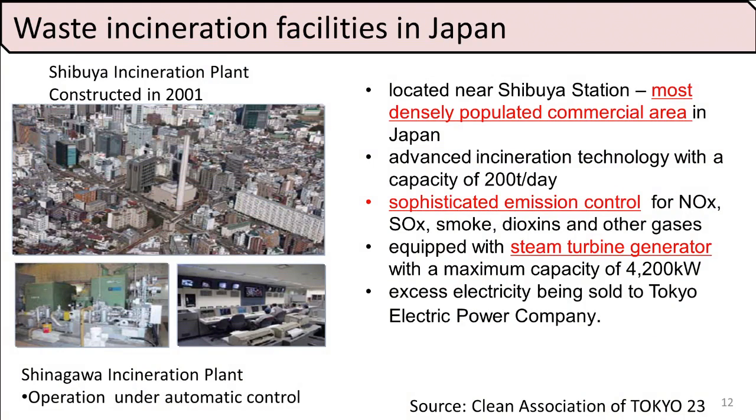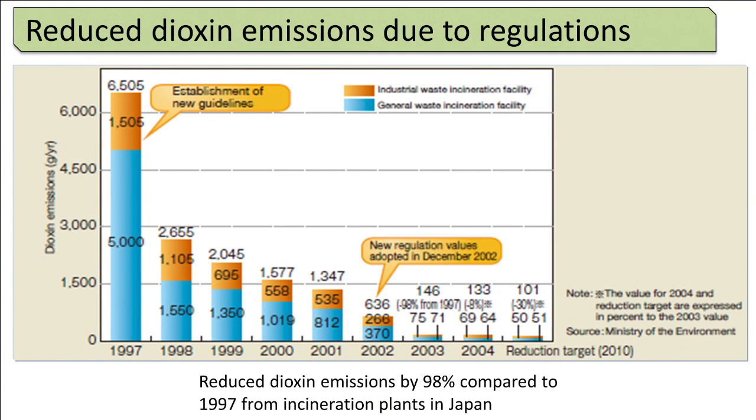And this figure is an example of a waste incineration facility in Japan. The facility on the top of this slide is located in the most densely populated area in Japan. In such a case, we have to get understanding from local residents. So local authorities made great efforts for it, and we introduced very sophisticated gas emission control for NOx, SOx, smoke, and dioxins. And this chart shows how successfully we have controlled dioxins from waste incinerators. We have reduced dioxins by 98% from 1997 levels.